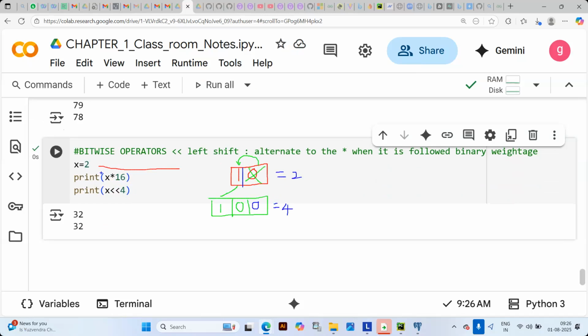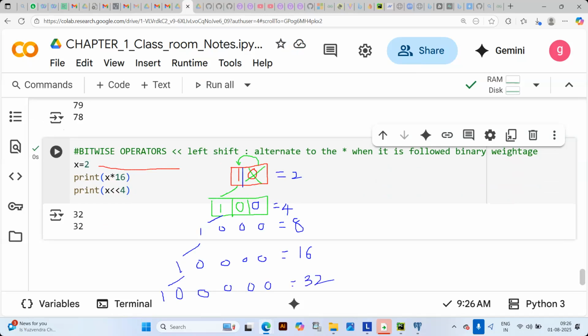Now, if you perform the left shift 2 times, again this value will go to the left, 1, 0, 0, and 0 will be pushed. Then it is going to become 8. If we perform thrice, this will go again 1, 0, 0, 0, 0. Absolutely, it is going to be 16. Again, if we perform the left shift, 1, 0, 0, 0, 0, 0, then it is going to be 32.